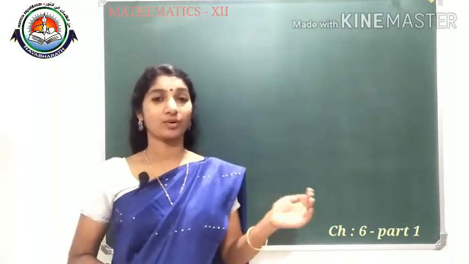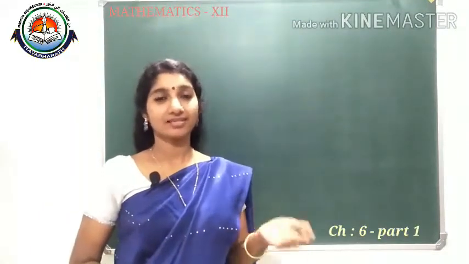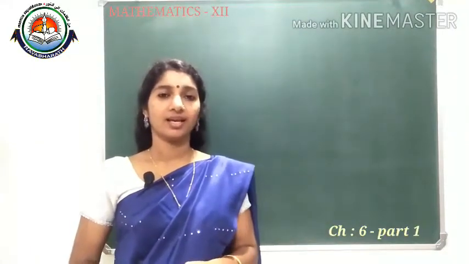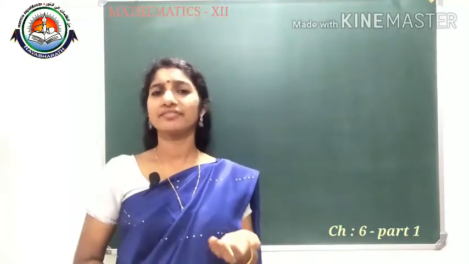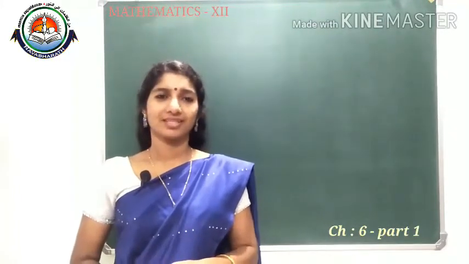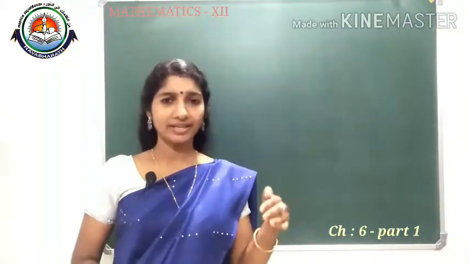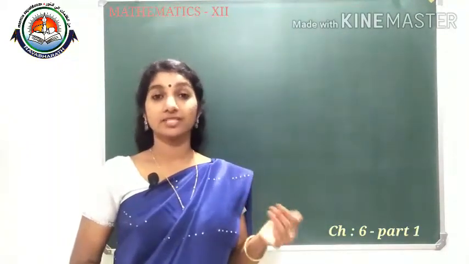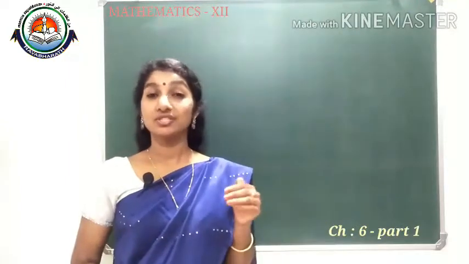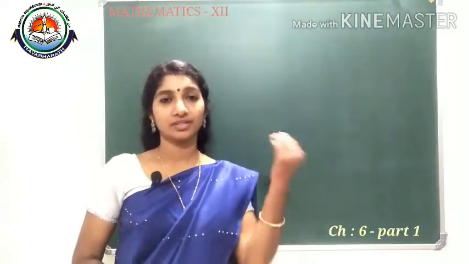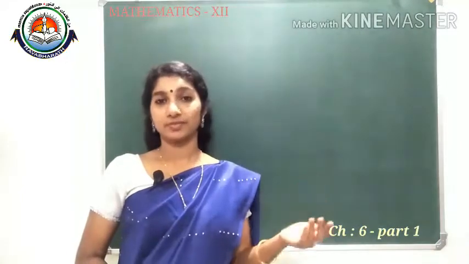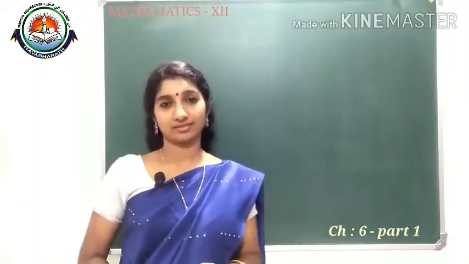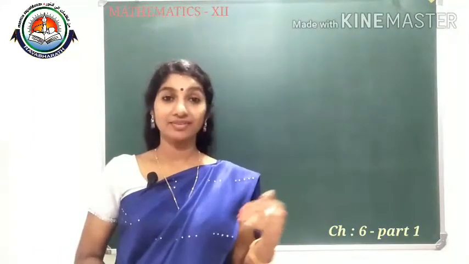We were discussing differentiation. In the last chapter we discussed how to find the derivative of a function, and you know what is meant by differentiation. Differentiation means: y equals a function in x, then the derivative of y with respect to x is the instantaneous rate of change of the dependent variable with respect to the independent variable. That means the derivative of y with respect to x is the rate of change of y with respect to x.